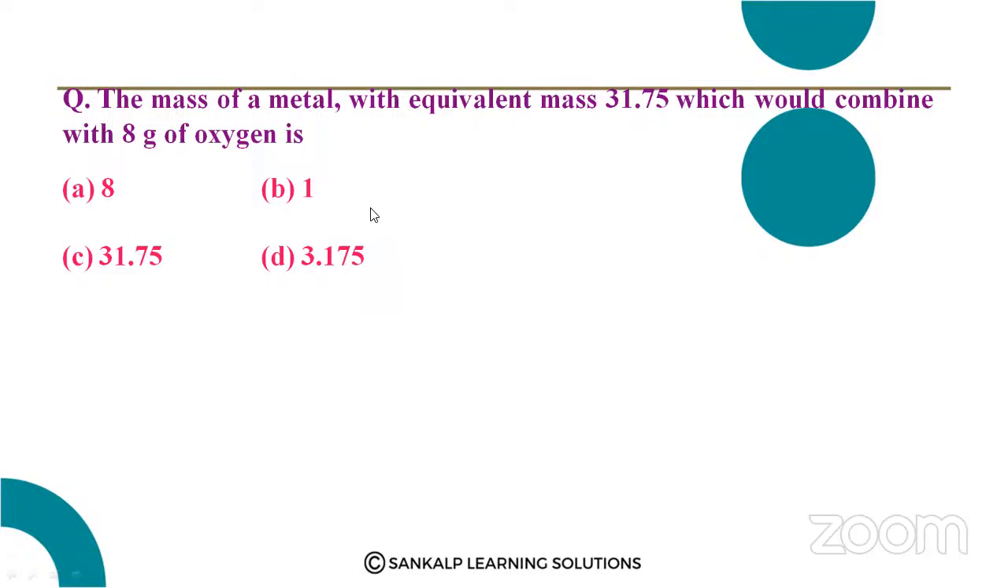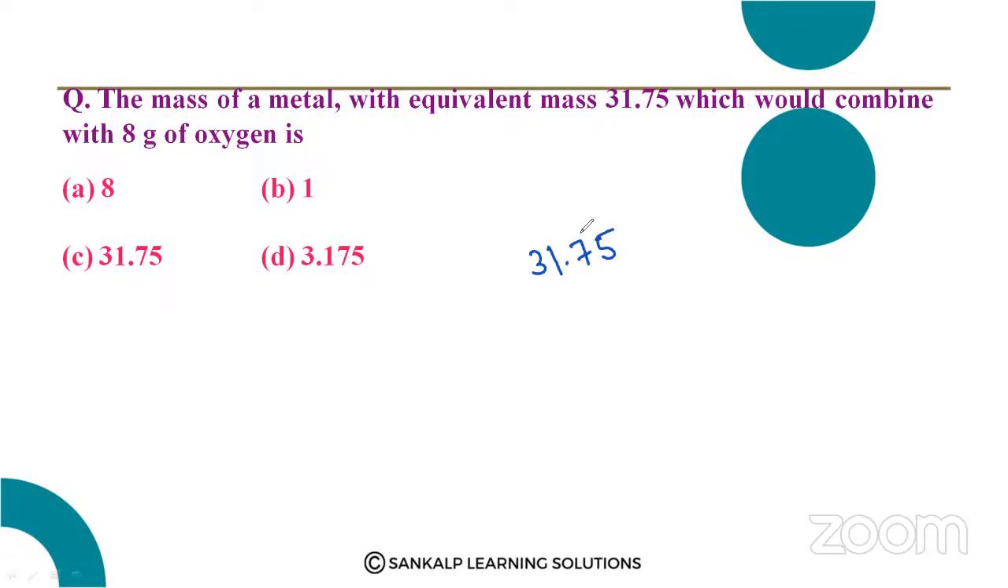The mass of the metal with equivalent mass 31.75, which would combine with 8 grams of oxygen, is. So the equivalent mass of a metal is given. The equivalent mass of the metal is given as 31.75, which would combine with 8 grams of oxygen.